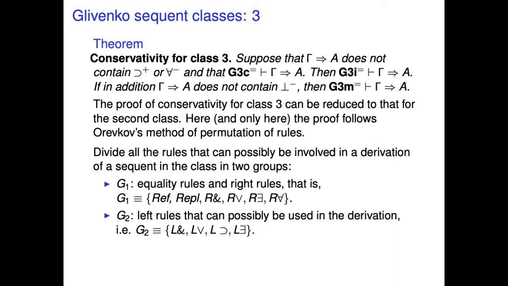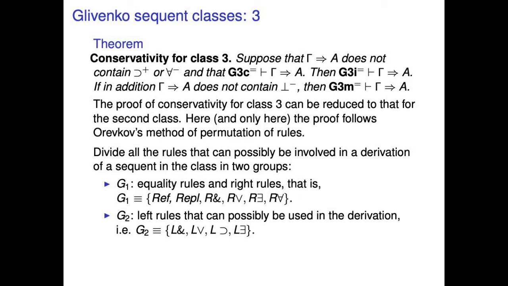And the reason is that it is proved not just by immediate inspection of the rules, as the first one, but it requires a permutation argument. So this is the only result of those that belong to this reconstruction of Orevkov's result that uses the permutation argument. So basically one divides the derivation into two groups of rules. There is a first part of the derivation that has the rules of equality, right rules of conjunction, disjunction, existential and universal. And the lower part contains the left rules for the connectives except the universal.